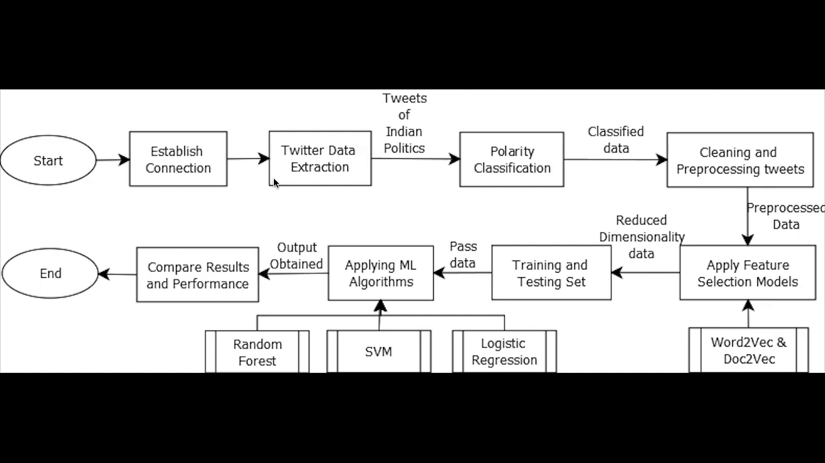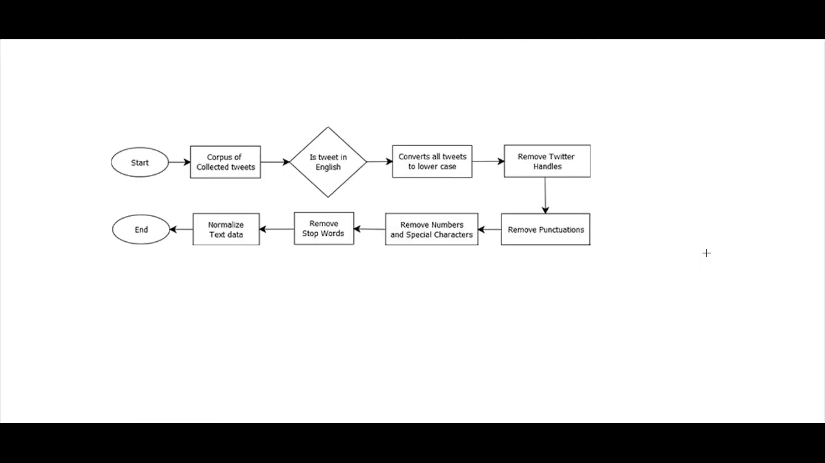So we extract tweets of Indian politics, and after extracting the tweets, we do polarity classification, where we classify tweets into positive and negative tweets. After polarity classification, we take the classified data and do cleaning and pre-processing. In pre-processing, we collect the corpus of the collected tweets and check if the tweets are in English. If they are, we convert all the tweets to lowercase, remove Twitter handles, punctuation, numbers and special characters, remove stop words, and then normalize the text data.